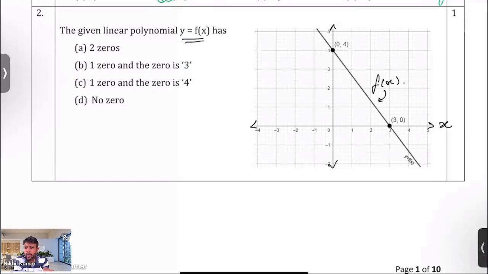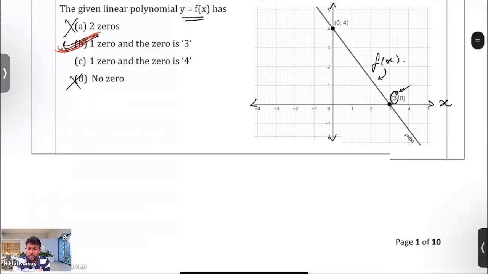The number of places where a graph cuts the x-axis, that's the number of zeros that the polynomial has. Okay, so only 1 zero. So we can discard this. We know that there is 1 zero. Now what is the value of that zero? What is the value of that root? We can see that, what value of x makes the value of y to be 0? The value is 3. So the zero is this. Okay, and that's our answer, option B.